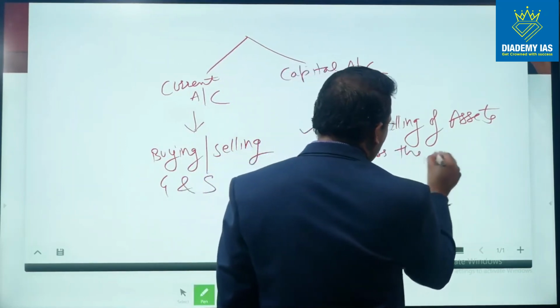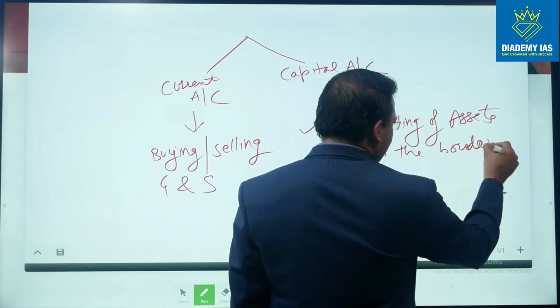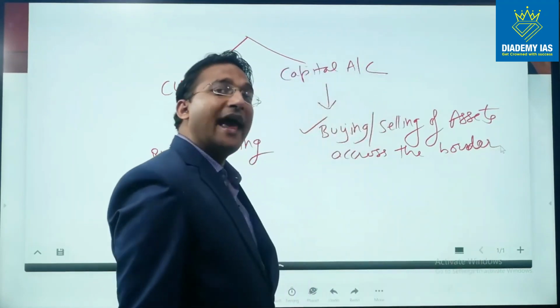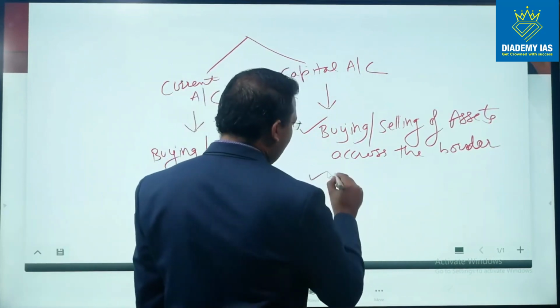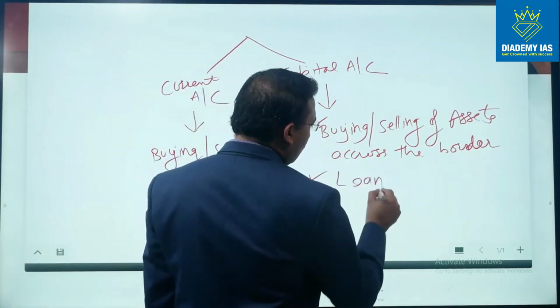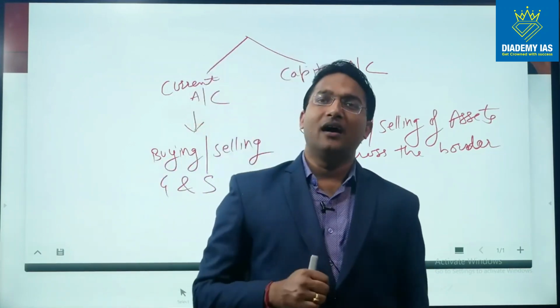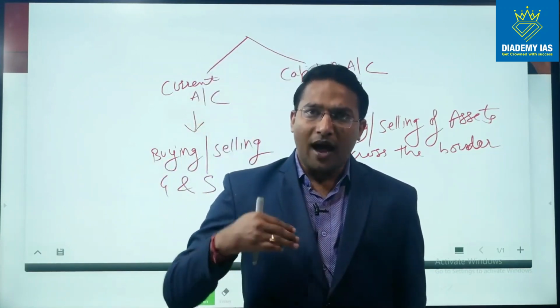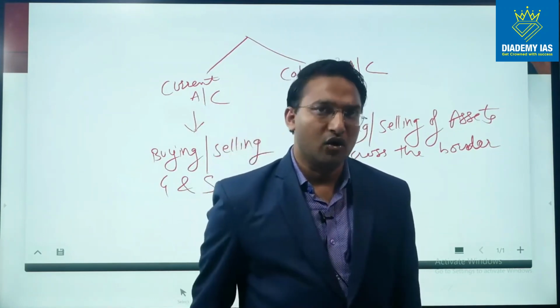And this can be vice versa also. That means any USA citizen, if he or she comes to India and buys some assets in India, then that is also part of the capital account. Or it can also relate to loan. So either I am taking the loan from outside India, or maybe I am giving the loan to some person outside India. Both the cases are covered over here.